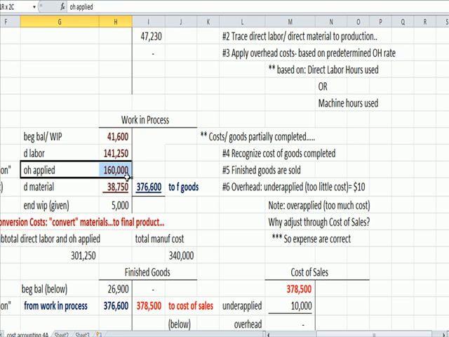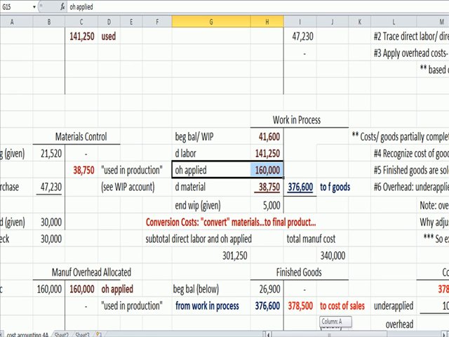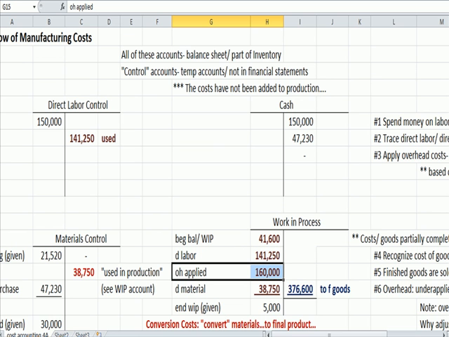So not only with overhead applied, but also direct labor, we credit the account to reduce it for what we used in production, and we debit work in process, D-labor for direct labor. Material control, we use $38,750. We credit the material control account and we debit the direct material account.